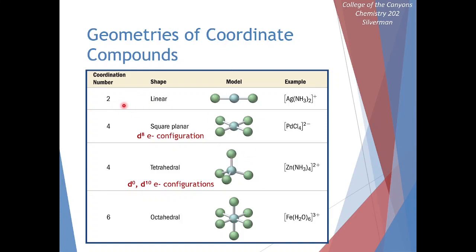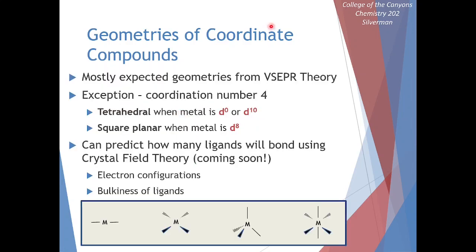Lastly, we have one simpler geometry with a coordination number of only 2. We're forced into a linear geometry. You might be recognizing these shapes from VSEPR theory, and those are still mostly true. With the small exception, square planar does show up in VSEPR theory, but not in the same way. Here we have coordination number 4 and an electron configuration of d8.